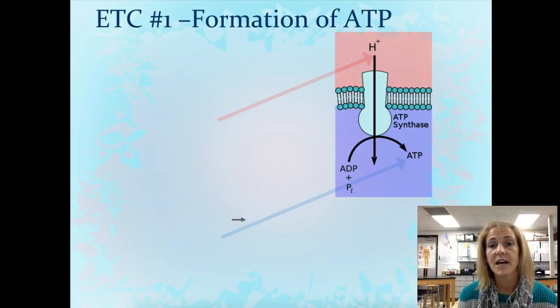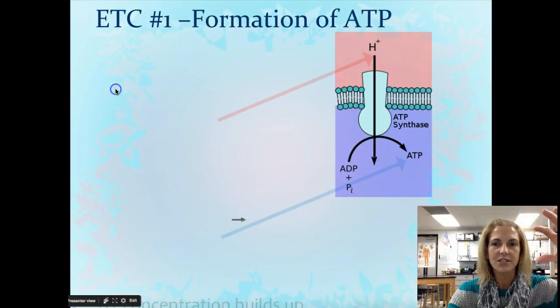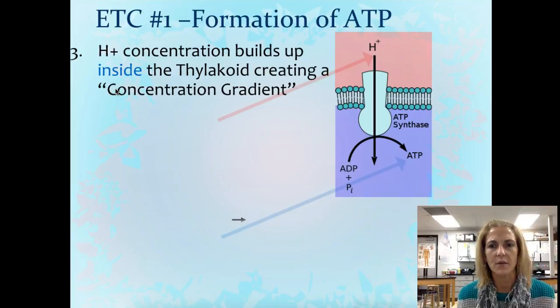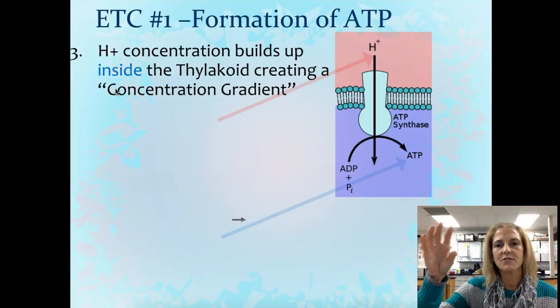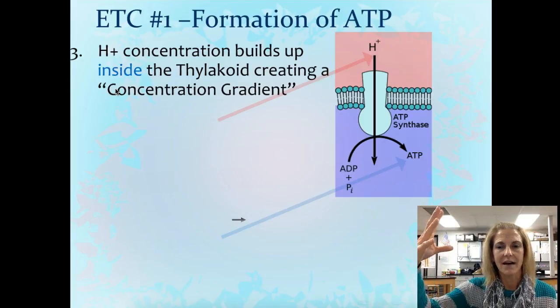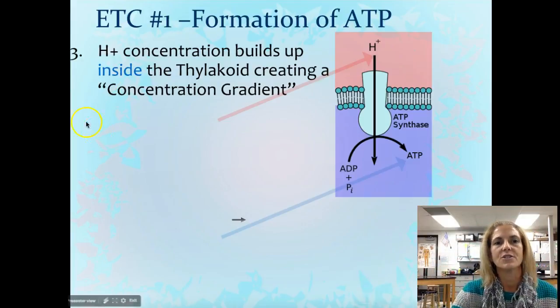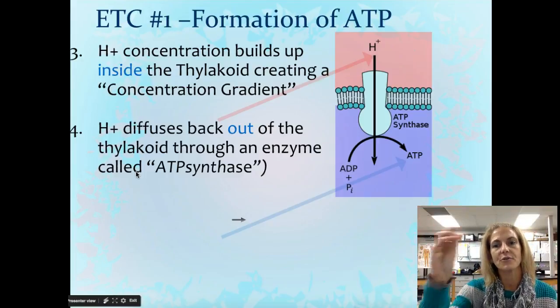So what happens to those hydrogens? Once we've accumulated a bunch of hydrogens inside of the thylakoid, they're going to diffuse out. That's so weird. Why would we pump them in if they're going to diffuse out? Remember, things diffuse from a high to a low concentration. If you don't keep the concentration inside the thylakoid high, diffusion will eventually become inefficient because there won't be such a gradient. So we want to keep putting hydrogen ions in so that they can diffuse out.